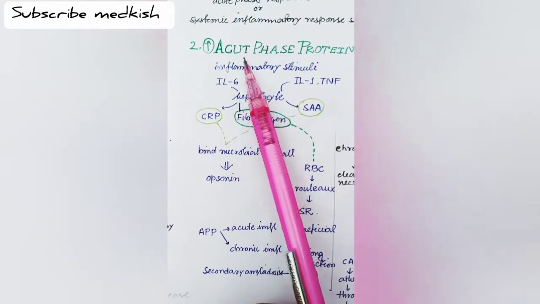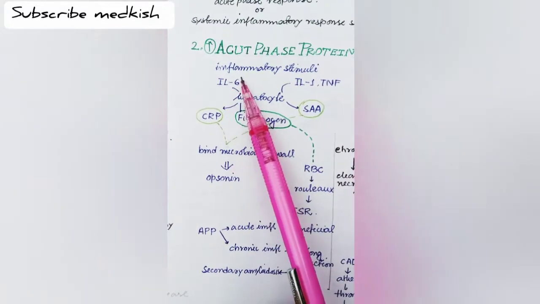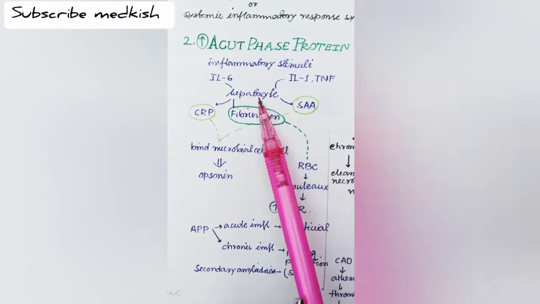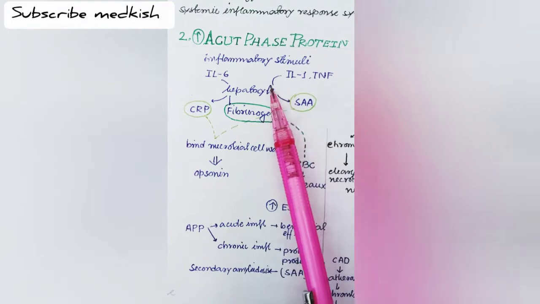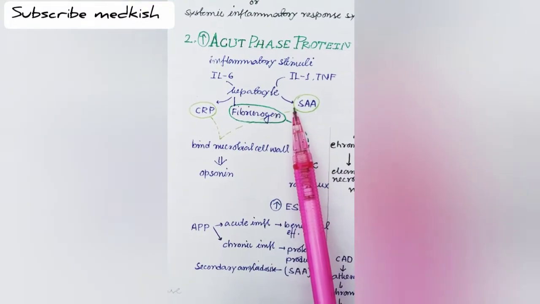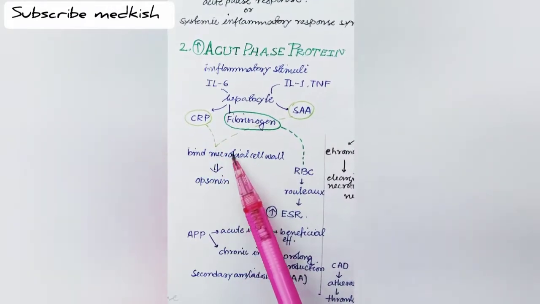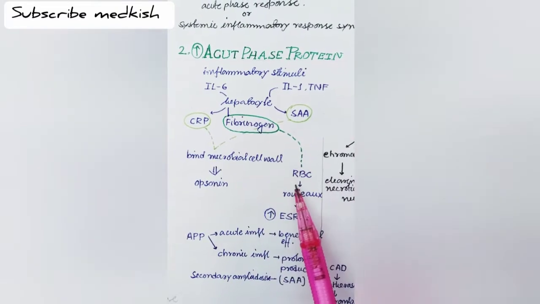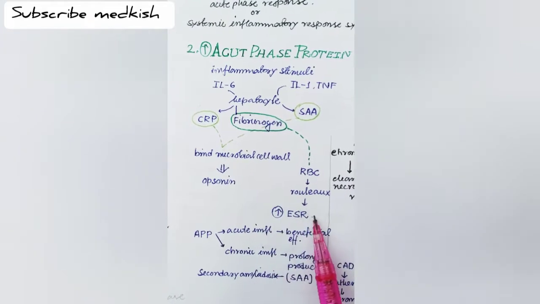Second is the increase in the acute phase protein. Inflammatory stimuli will act on interleukin 6, interleukin 1 and the TNF. All of them act on the hepatocytes. Interleukin 6 releases the CRP and the fibrinogen, and interleukin 1 and the TNF release the SAA, that is serum amyloid A protein. CRP and the serum amyloid A protein bind with the microbial cell wall and act as opsonins. Fibrinogen binds with the RBC, helps in the rouleaux formation, and increases the erythrocyte sedimentation rate.